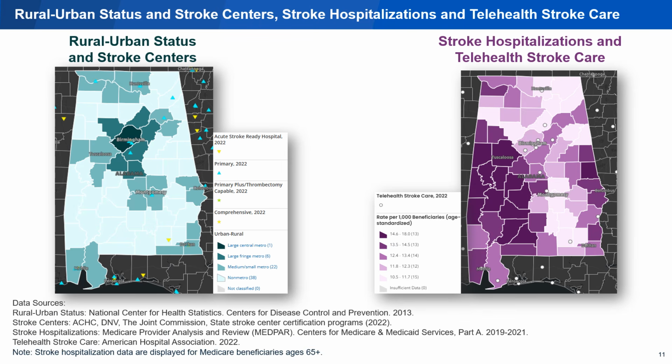Similarly, we can compare maps of rural-urban status and stroke hospitalizations to get a sense of the rural-urban status among counties with high or low stroke hospitalization rates. In this example, we see that some of the counties with the highest prevalence of stroke tend to be more rural. These maps also have overlays for additional detail. This map of rural-urban status also shows stroke centers, and our stroke hospitalizations map shows hospitals offering telehealth stroke care. This can aid in understanding where people may be able to go for stroke care.